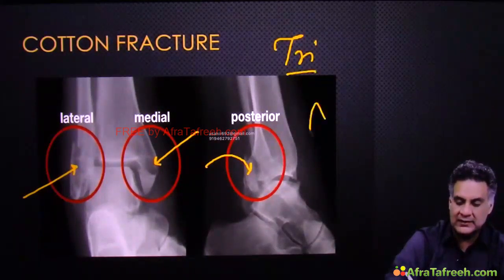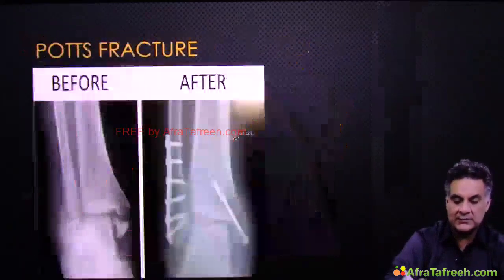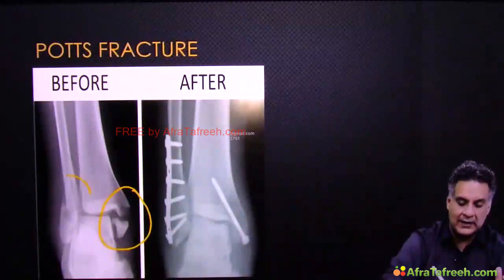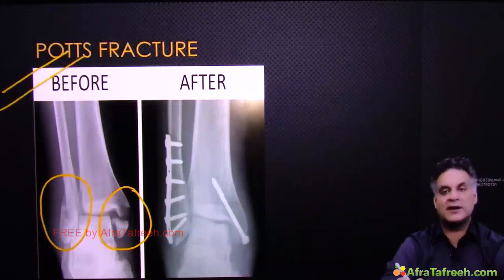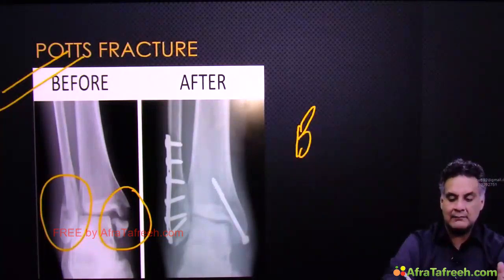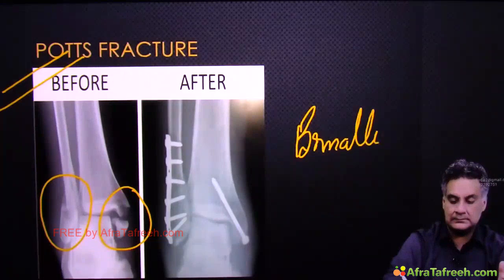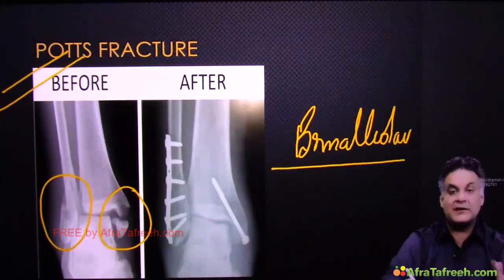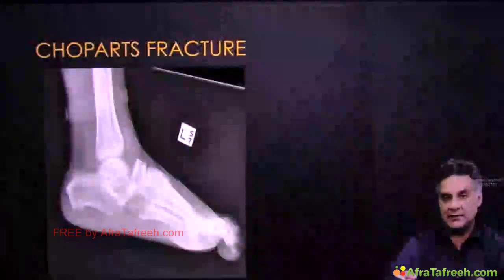And the mnemonic is CT. Cotton's is a trimalleolar fracture. When only the medial and the lateral malleolus is involved, it's called a Pott's fracture. It's a bimalleolar fracture. Malleolar fractures are loved by the examiner.